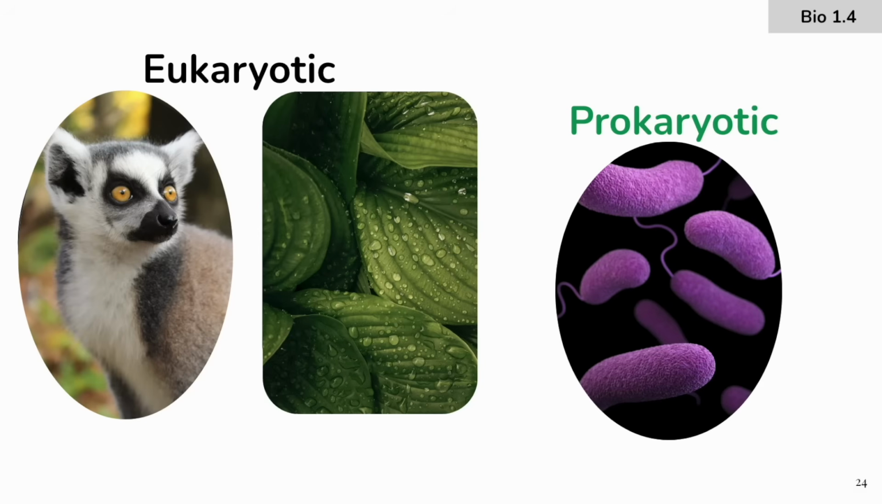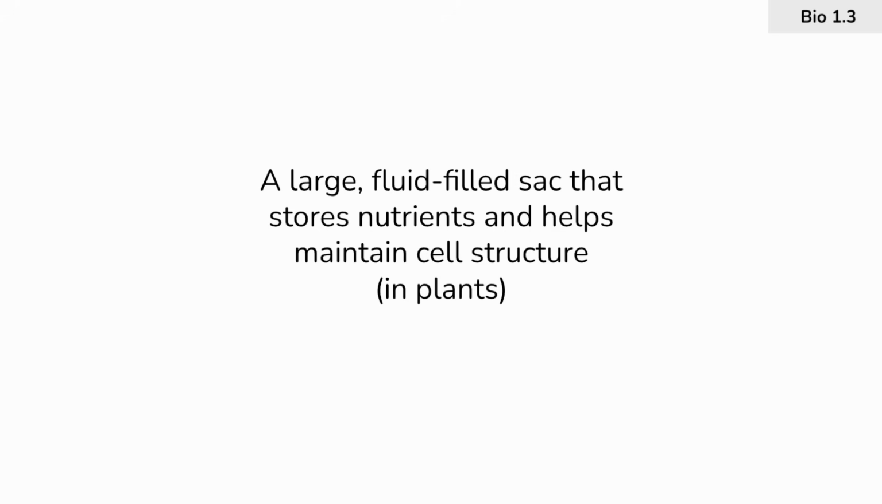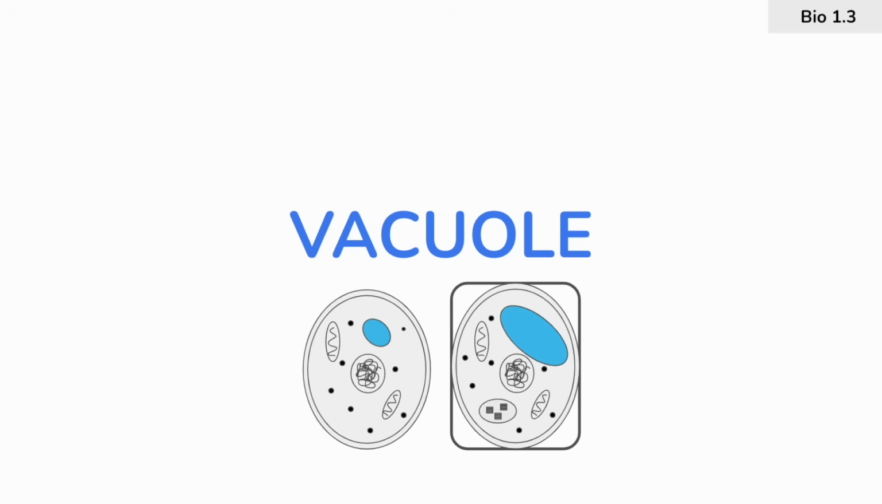All right, so let's talk about some of those major organelles within the cell. I'm going to tell you what the function is, and I want you to try to think about what the name of the organelle is and what it might look like on a cell diagram, and I'll tell you what the answer is right after I read the definition. So, a large fluid-filled sac that stores nutrients and helps maintain cell structure in plants specifically is a vacuole. Now, animal cells have vacuoles as well, but in plant cells they can be much larger because that water storage component is very important.